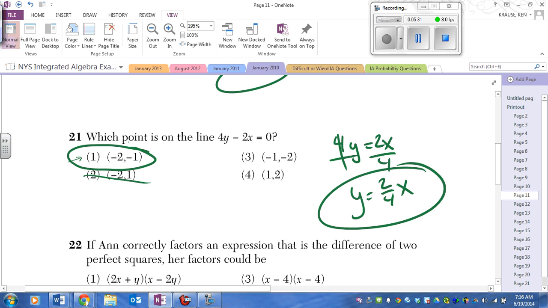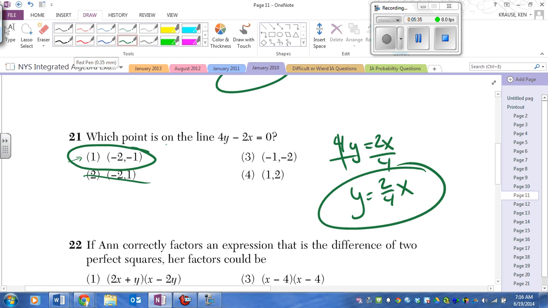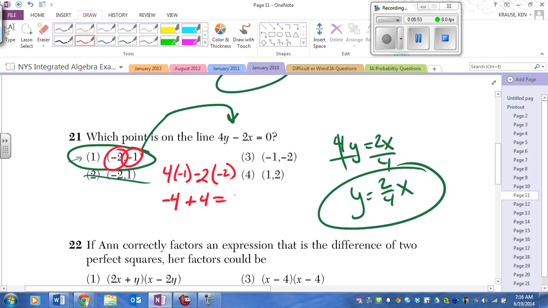So I'm going to show you the other way to do it. I'm going to actually sub in this stuff here. So for y, I'll put the -1. So 4 times -1 minus 2 times -2. Well, 4 times -1 is -4. -2 times -2 is +4. And does that equal 0? Of course it does. So there's my answer.